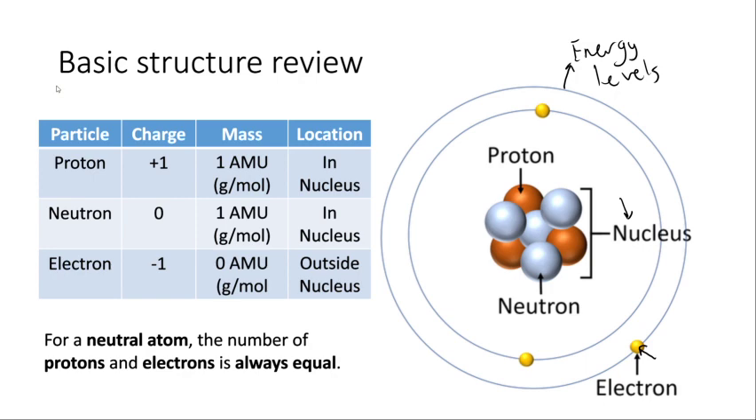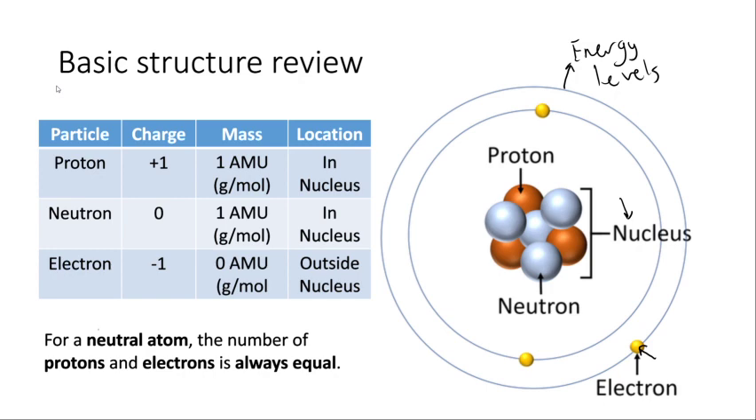Energy levels. Okay. So each one has a charge, right? Protons, positive 1, neutrons, neutral, so 0, electrons, negative 1. Protons and neutrons both have a mass of 1 atomic mass unit, and they are both located in the nucleus. Of course, electrons are said to have 0 mass, and they're located outside the nucleus.